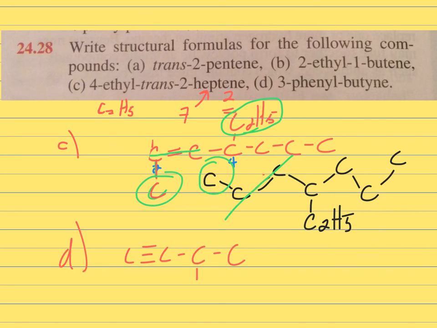And the way we draw the phenyl group, it's pretty straightforward. We draw it as a 1, 2, 3, 4, 5, 6 sides, and you draw a little circle on the inside like that. So there's your triple bond between carbons 1 and 2, and the phenyl group coming off of carbon number 3. So that's how you do that one.